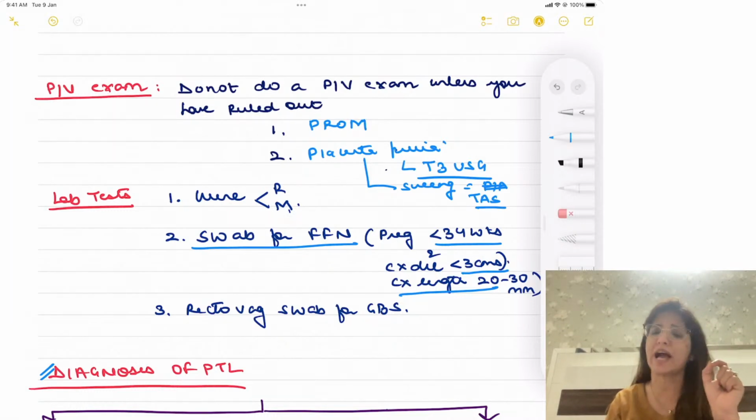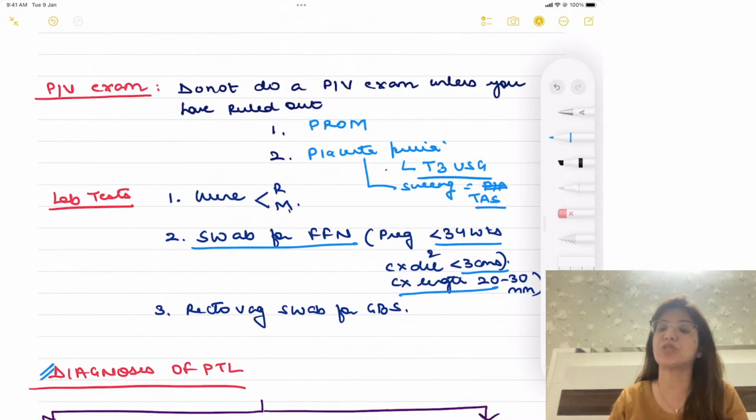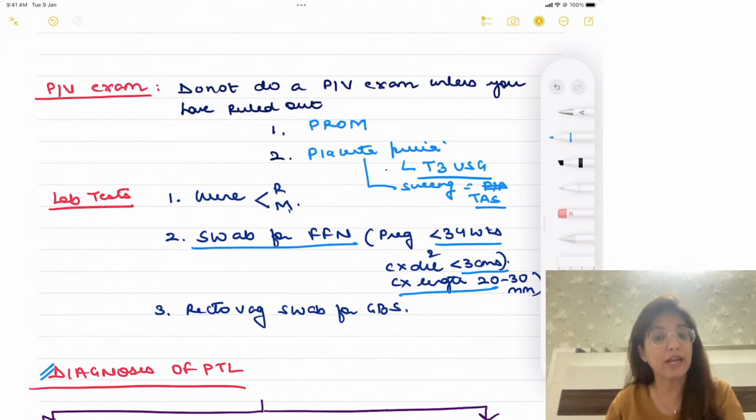So in this patient, I'm in doubt whether she is in preterm labor or not, and it is these cases which are the best for taking a swab for fetal fibronectin protein. Because in this category of patients, if your fetal fibronectin protein comes out to be positive, then you come to know that yes, this patient is having preterm labor. Right? Clear? Okay.